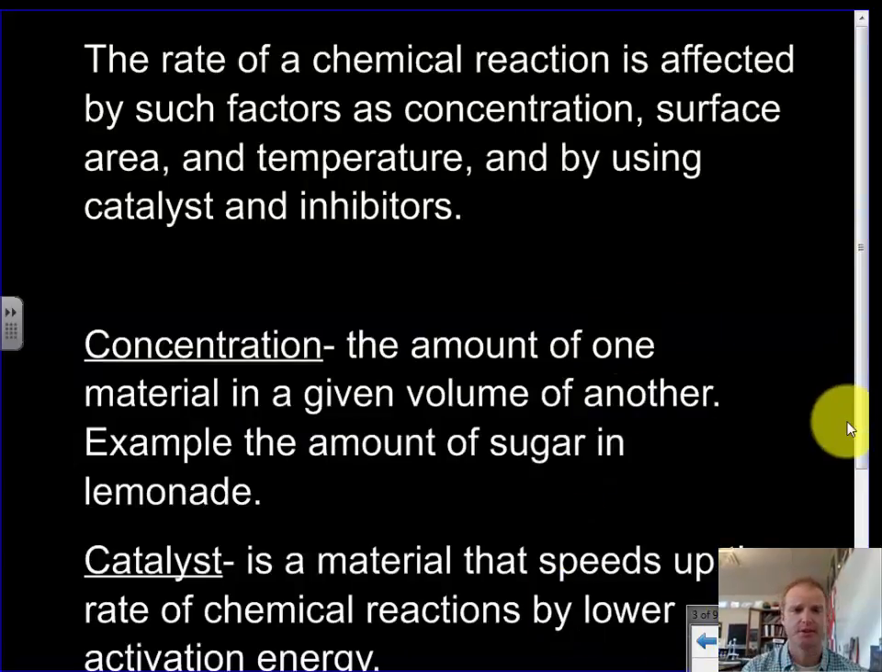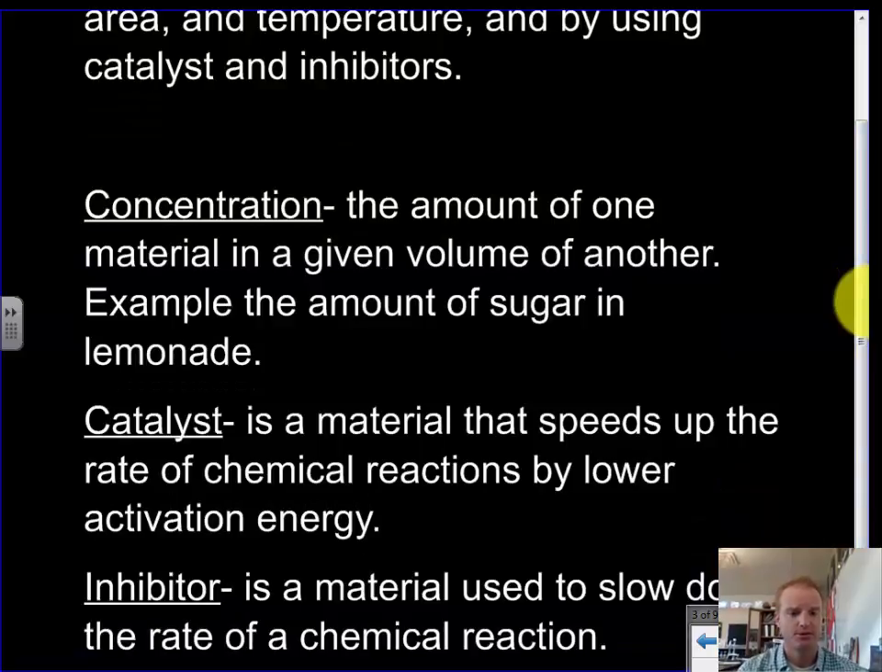So what we're going to focus on here is how can we control a chemical reaction? How can we make it happen faster, slower, or why do things fizzle out after a while? So the rate of a chemical reaction is affected by factors like concentration, surface area, temperature, and by using a catalyst and inhibitor.